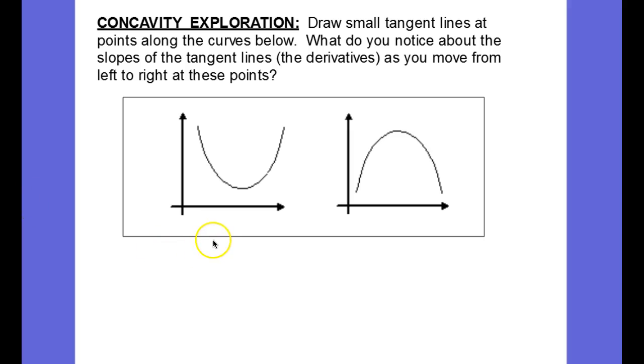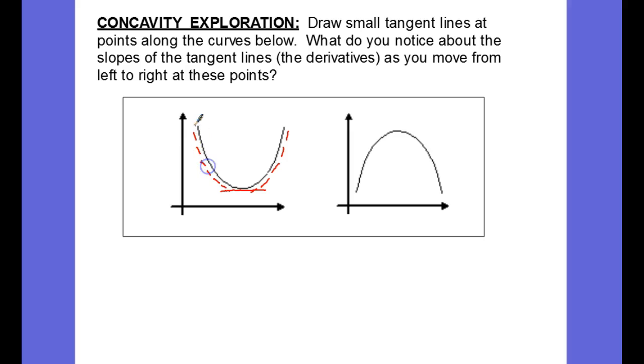So let's take a minute and see if we can relate this idea of concavity to what we already know about the first derivative and slope. Here they ask us to draw small tangent lines at points along the curves below. So I'm going to just sketch a slope graph. I'm going to draw some little slopes just to indicate how the slope is changing as we move around this graph of the function.